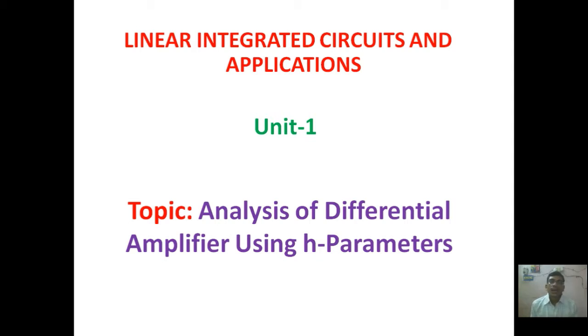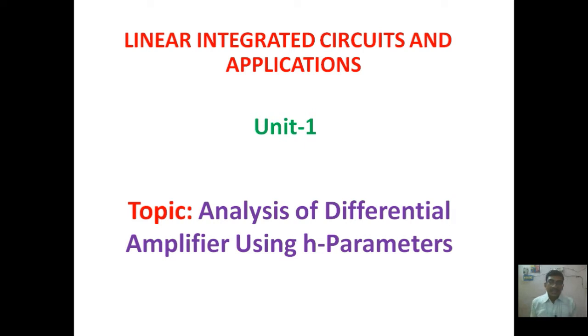Okay. So up to now we have seen R parameter analysis, which is simpler than the other. We have completed the R parameter analysis for the dual input balanced output and dual input unbalanced output, and also we have discussed the comparison table of the R parameter analysis. Now you have to do the analysis for the remaining two differential amplifier configurations.